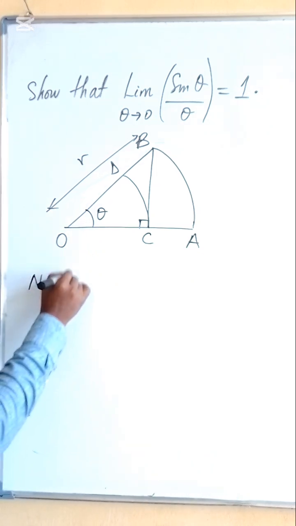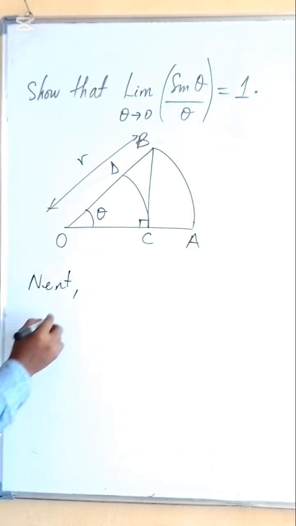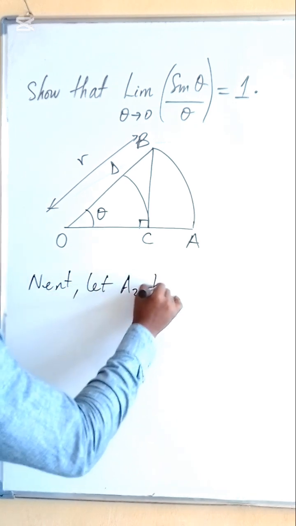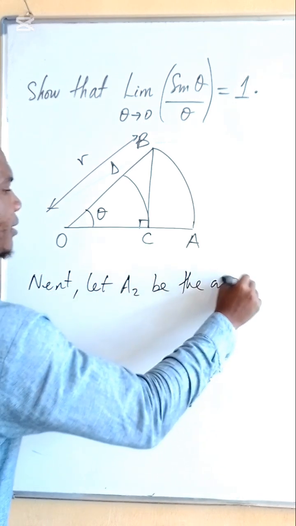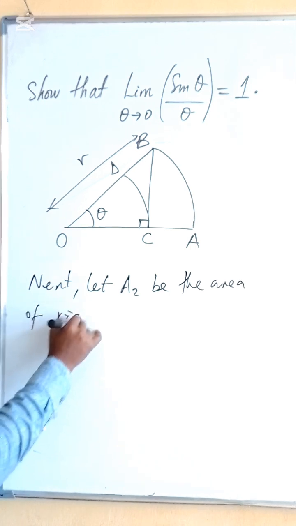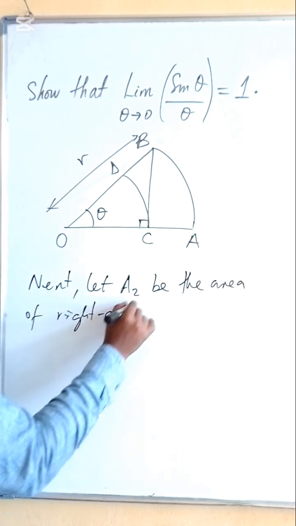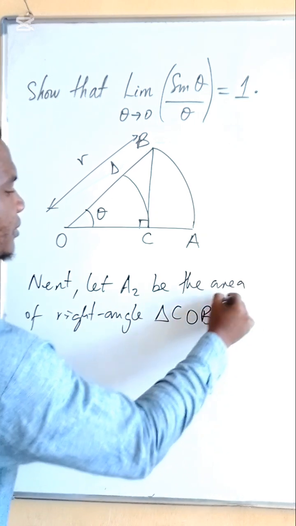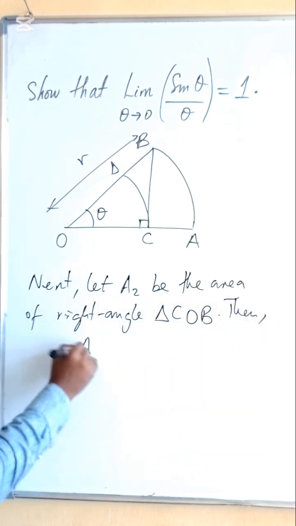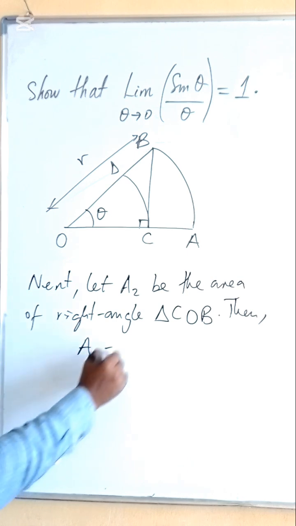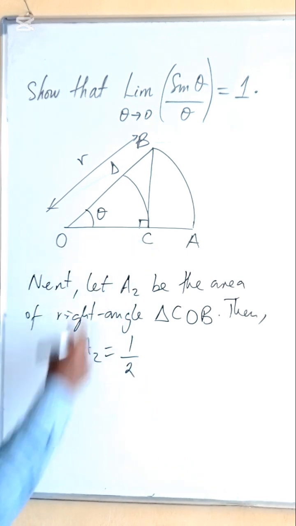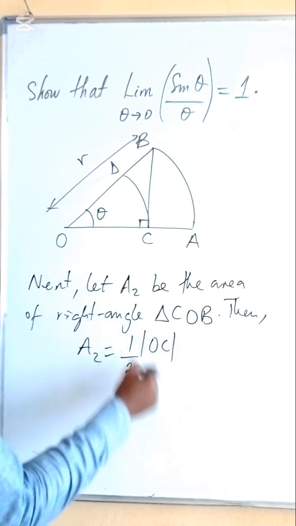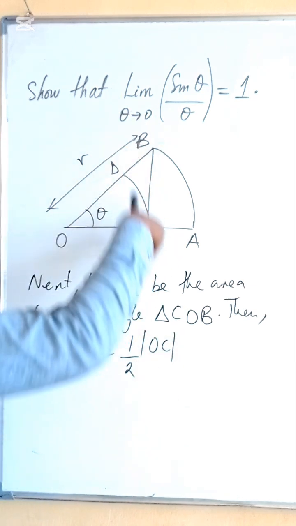Next, what we are going to do will be to get A2. So I'm going to say let A2 be the area of right angle triangle COB. Then area 2 will be half base. The base in this case is CO or OC times the height, the perpendicular height, which is CB.